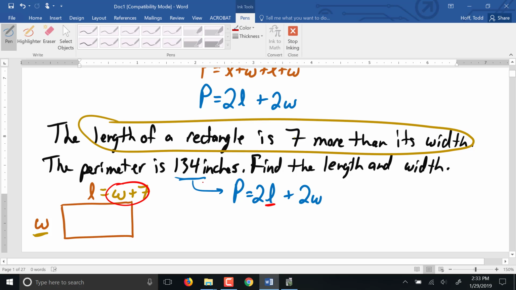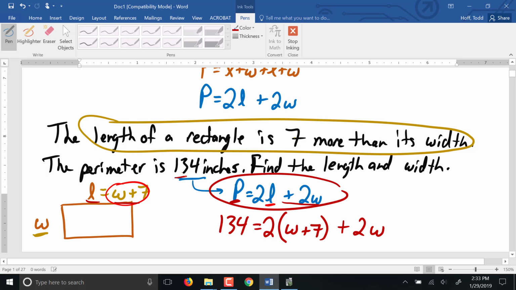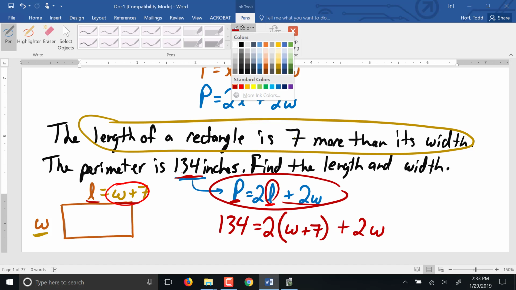So that formula becomes the perimeter. We put in 134 for the perimeter equals 2 times, instead of L for length, we're going to put in W plus 7 because the length equals width plus 7. And we still got to do plus 2W. Notice that we just replaced P with 134 because that is the perimeter, and we replaced L with the W plus 7. Everything else stayed the same.